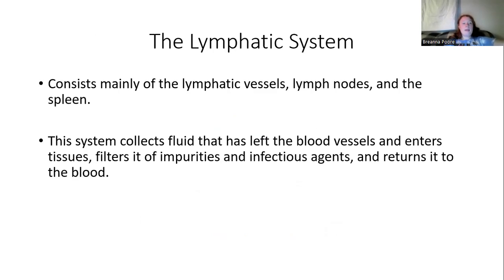The lymphatic system consists mainly of the lymphatic vessels, lymph nodes, and the spleen. The lymphatic vessels are parallel to the blood vessels. The lymph nodes cluster at body sites like the groin, the neck, the armpit, and the intestines. And then you have the spleen. This system collects fluid that has left the blood vessels and enters tissues. It filters it of all of the impurities and infectious agents like bacteria, and it returns it to the blood after it filters it.